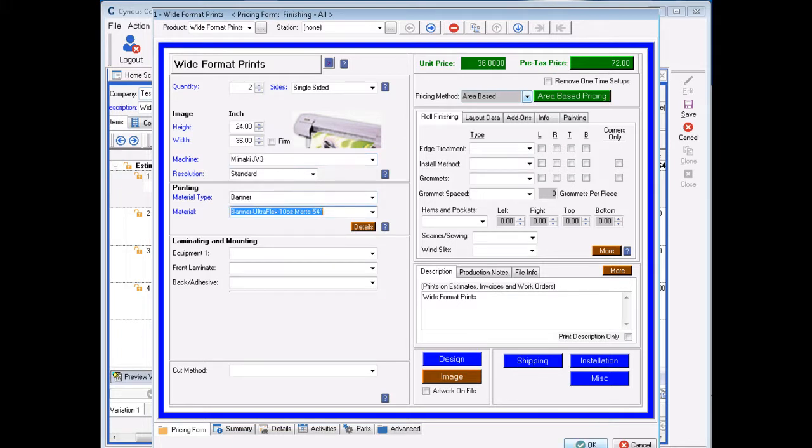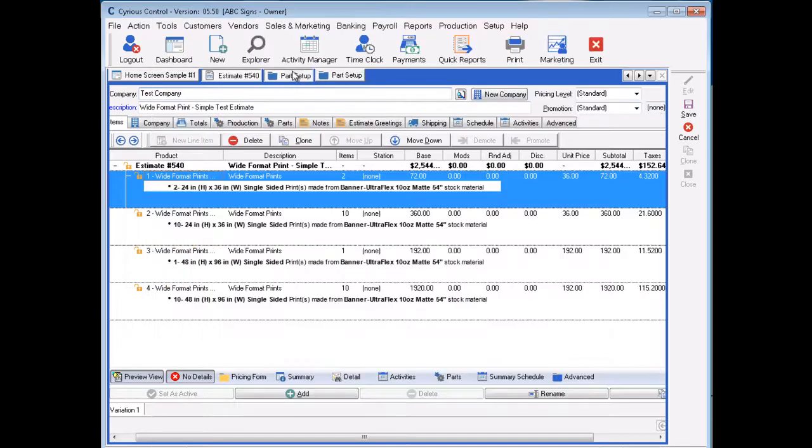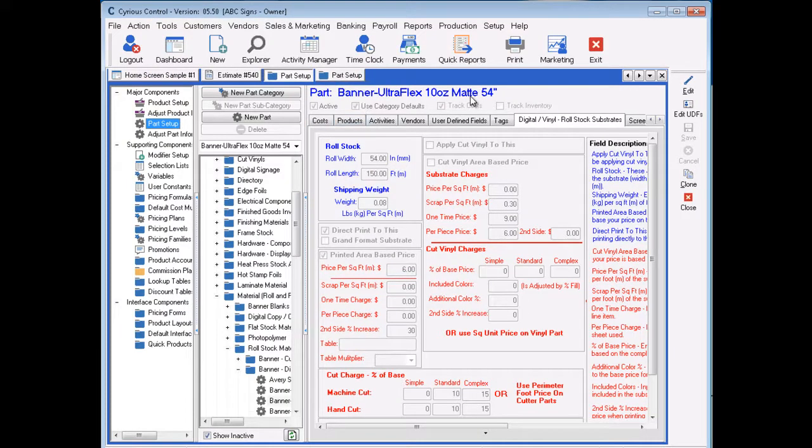So if we pull up that material, you'll notice the banner Ultraflex under area-based pricing, which is red. Again, blue is for everything, red is area-based pricing, and black is costing. If I look at the price, we have a price per square foot of $6. We can do a scrap charge, since it is calculating the amount of scrap required. We can add a one-time charge, a per-piece charge, and a second side increase.